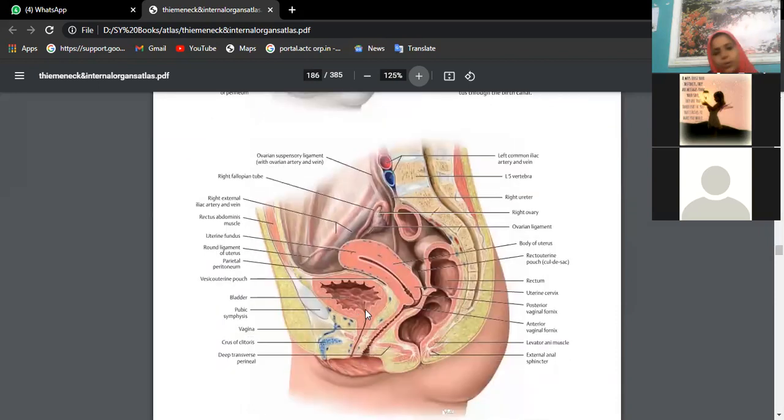In females also the same presenting parts: apex, this area most dependent part is base, superior surface, inferolateral surface, neck. At the neck of the bladder, in case of males, we find prostate, whereas in females, from the neck, the urethra continues to pass through the urogenital diaphragm, pelvic diaphragm, and opens into the exterior in the perineum.